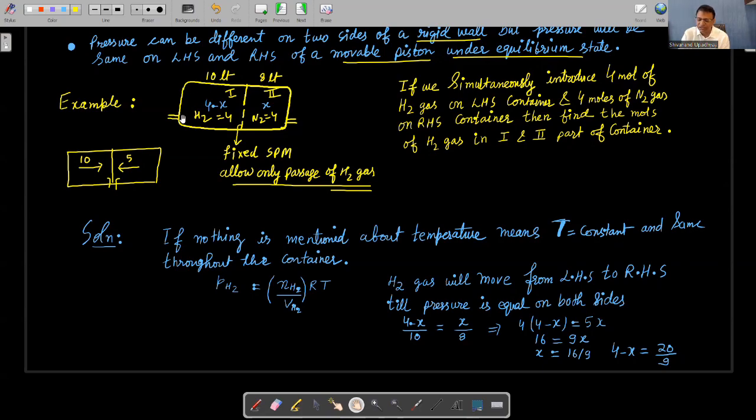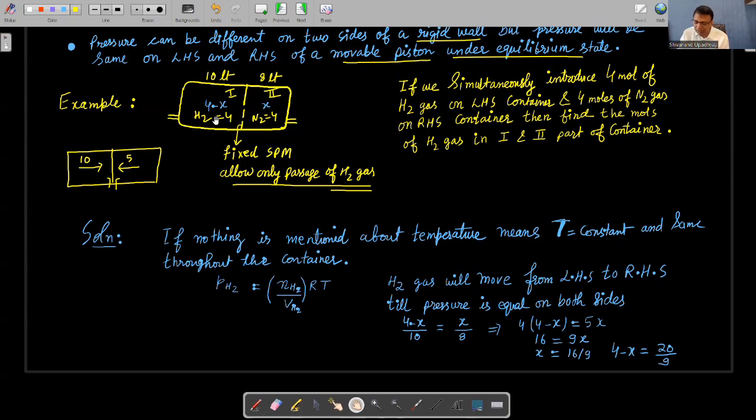Here they are not mentioning anything about the temperature. Not mentioned means temperature is not changing. So we are assuming that temperature is the same throughout and it is not changing during the process. Temperature is constant. R is the universal gas constant. So we can say that partial pressure of hydrogen gas is directly proportional to concentration of hydrogen gas.